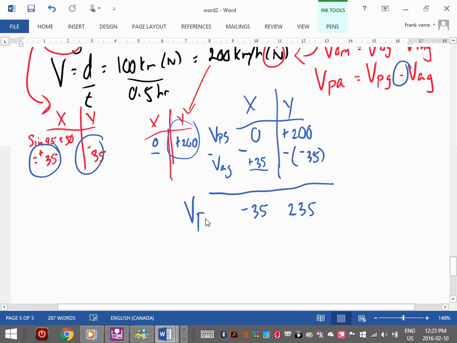Now this again is for the plane relative to air. So this is saying that we have a component that is pointing which way? West 35, and north 235. So we can go ahead and figure out what this is. We know it's the square root of the sum of the squares. So what does that give you? 238.